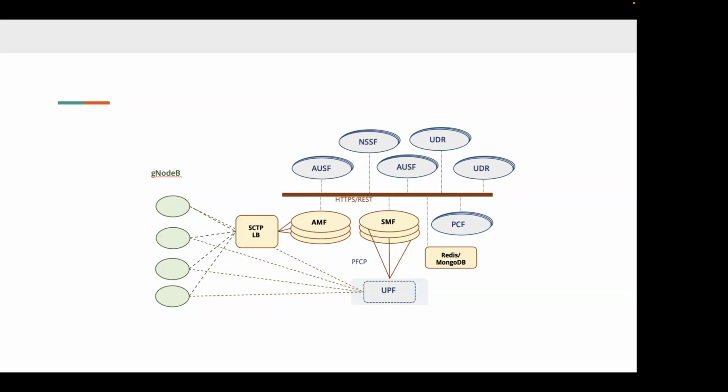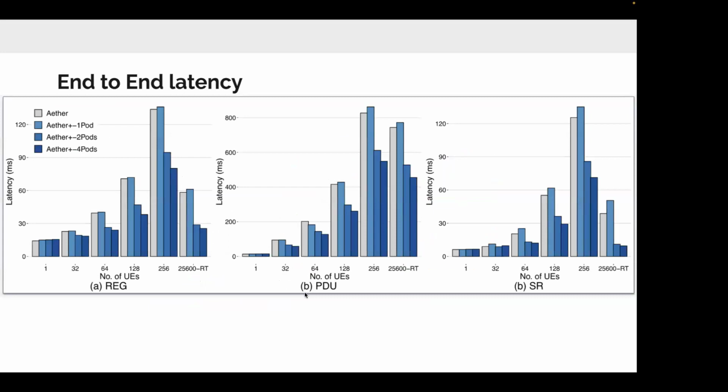Based on this design that we have implemented, we have some evaluations where, first of all, we measure 3 different events: registration, PDU session establishment, and service request. What we do is send traffic in a bursty manner. We start sending traffic from 256 UEs, and they all start immediately together, sending back-to-back traffic so that we can rigorously test the system under high load.